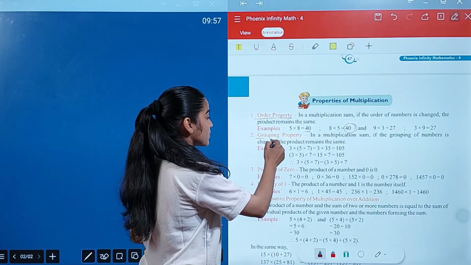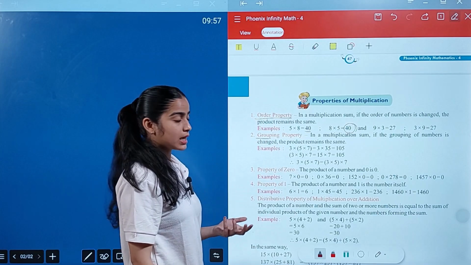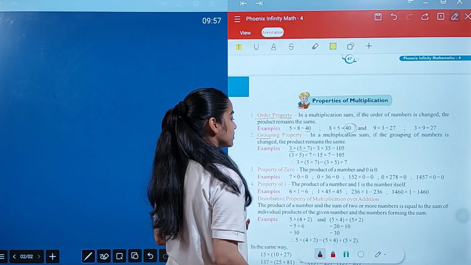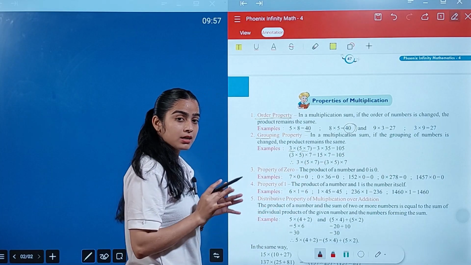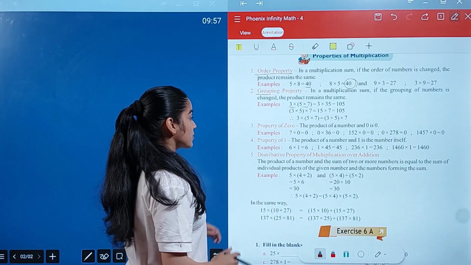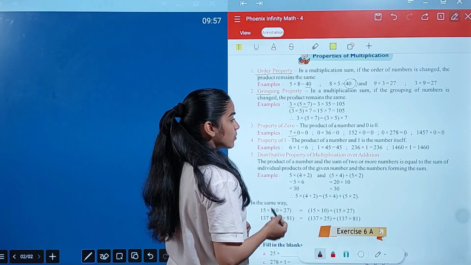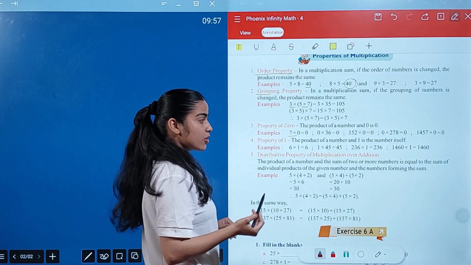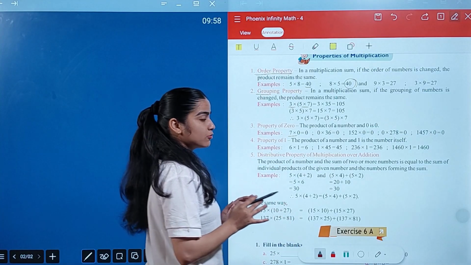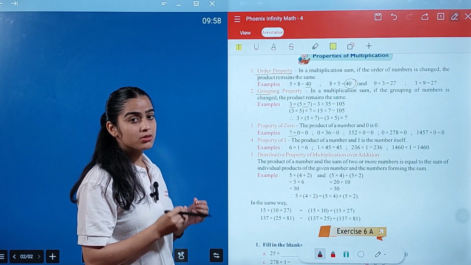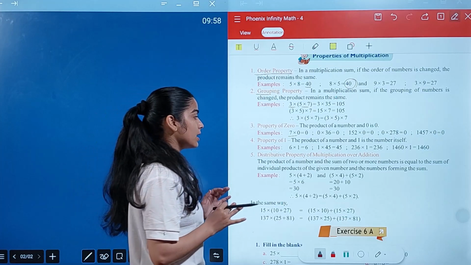Now we have the next property, which is grouping property. Again, it applies here. If we make different groups for multiplication, at the end we get the same product. Next, property of 0. Whenever we multiply a number by 0, we get the product 0 only. Students, always keep in your mind that whenever you multiply a number by 0, your end answer will always be 0.